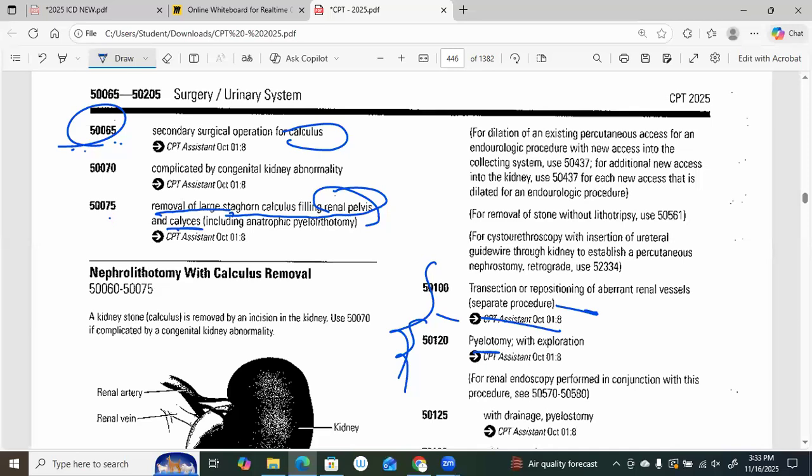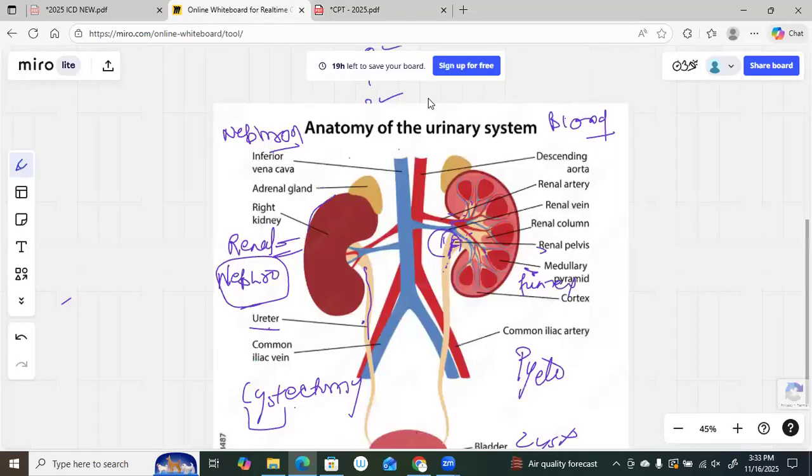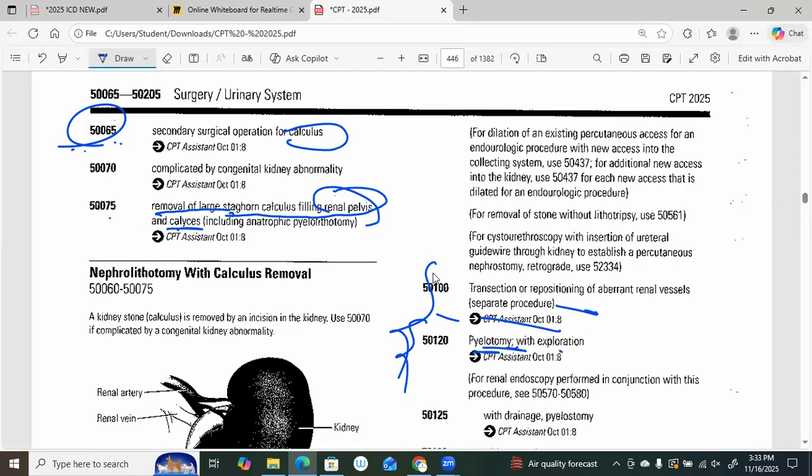I recently told you renal pelvis is known as pilo. This renal pelvis is known as pilo. Okay. So pilotomy with exploration 50120. What does pilotomy mean? This is a very word-to-word procedure. Pilotomy. Excision of renal pelvis.